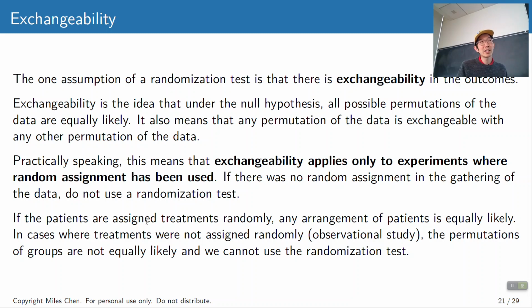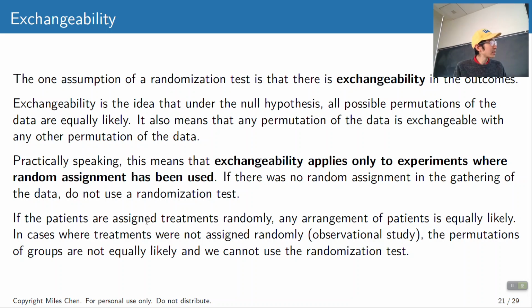And that any other kind of assignment of treatment versus control could have been is exchangeable, or is just as likely as any other random assignment of treatment and control. So here we're going to say exchangeability applies in this scenario.